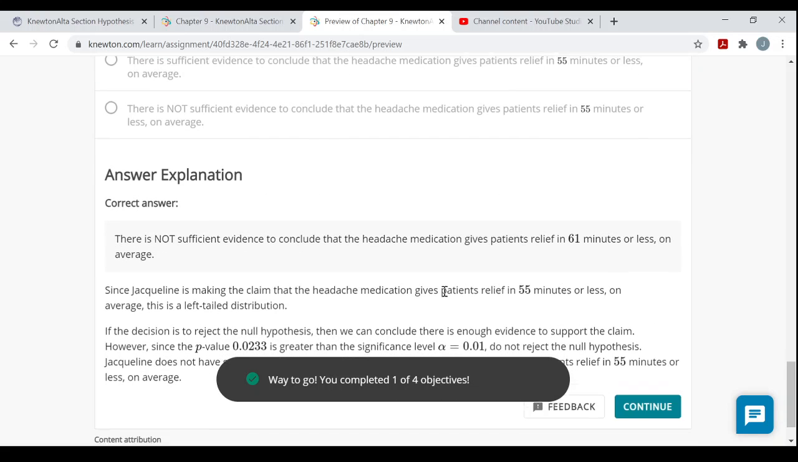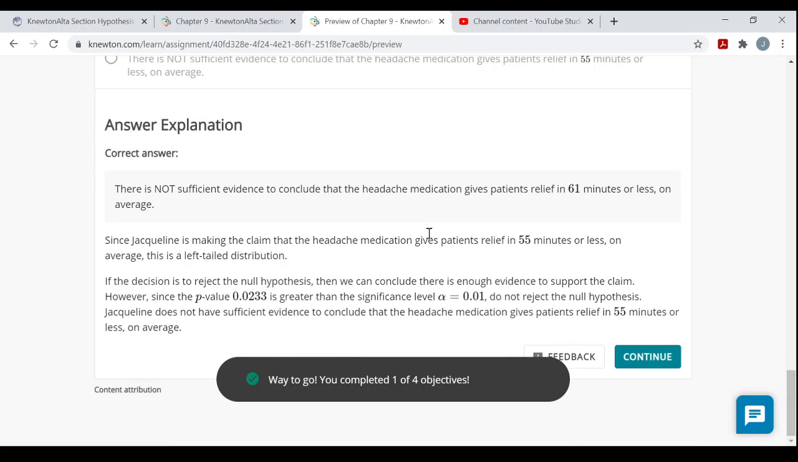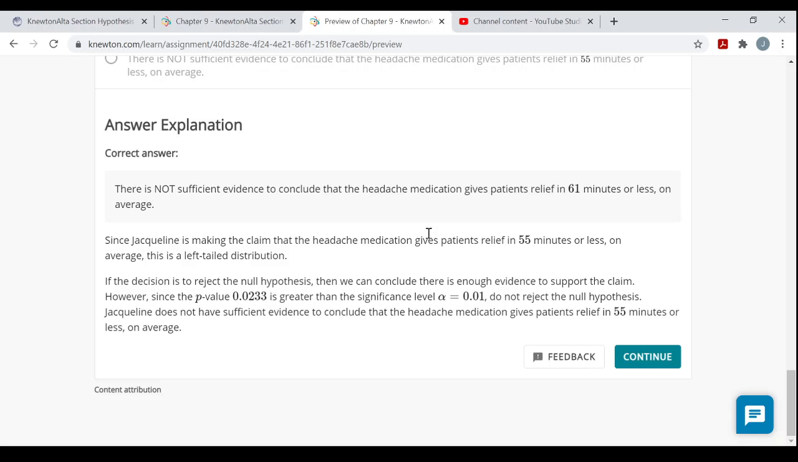So, and again, read the answer explanations. Hopefully you can figure out where you went wrong. If you got it wrong, then do better the next time.